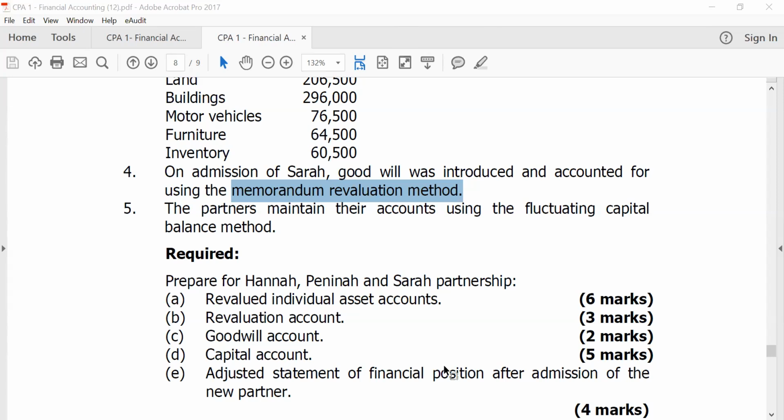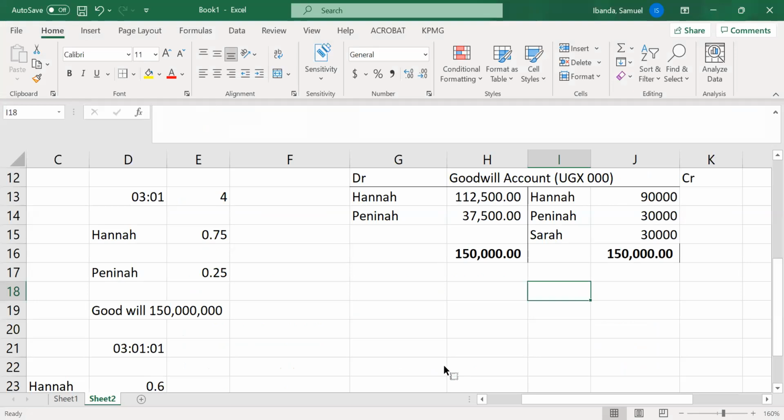When you look at what we have done here, you get to realize that there's no balance for goodwill, because what is on the debit side is actually on the credit side. We actually have three methods. We have one method that is called the revaluation method. Then we have the memorandum revaluation method. Then we have what we call the premium method of treatment of goodwill.